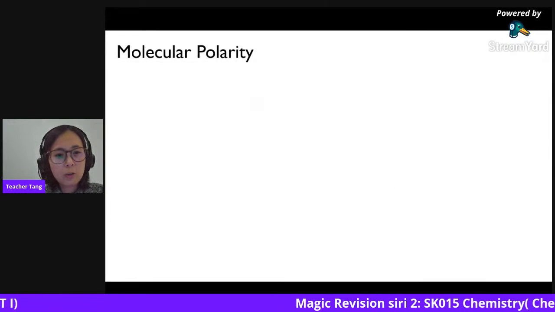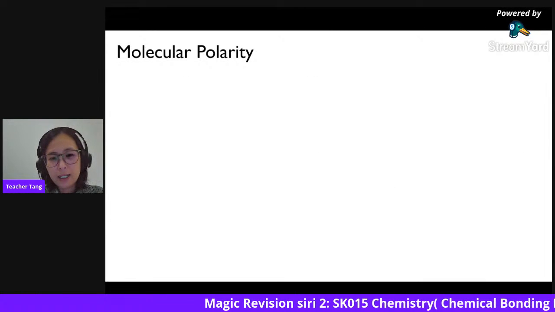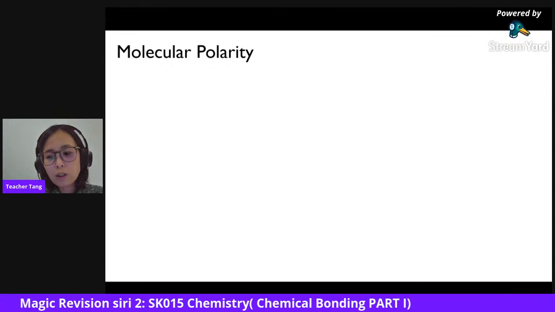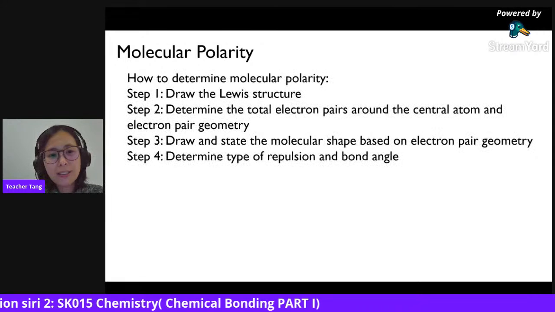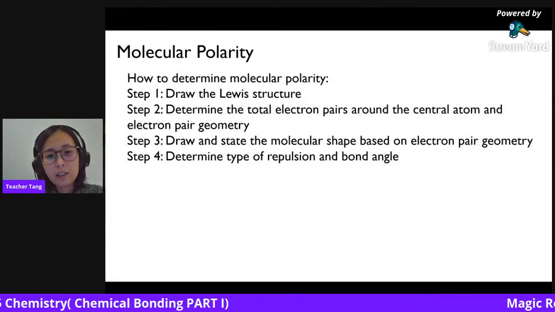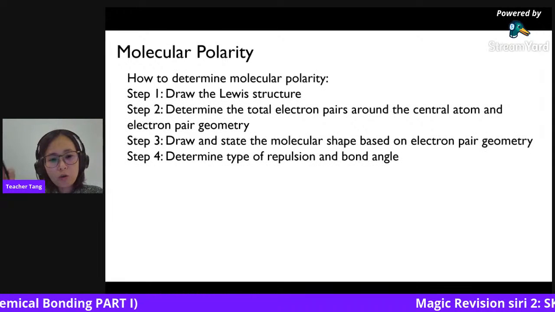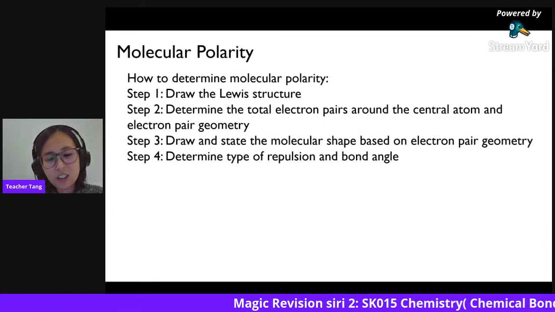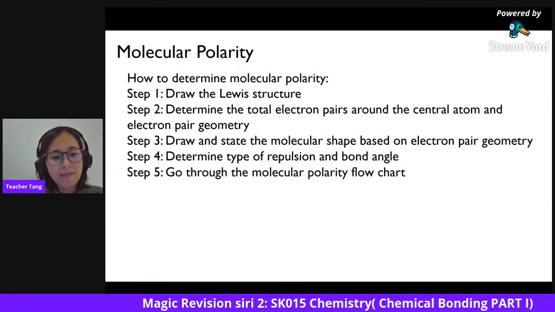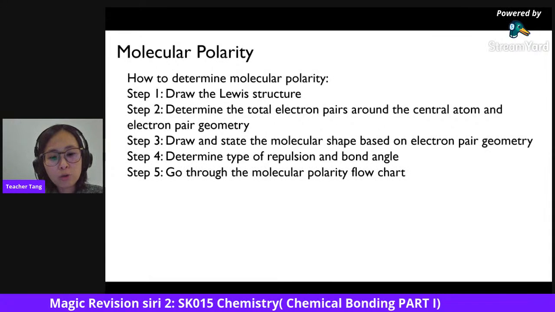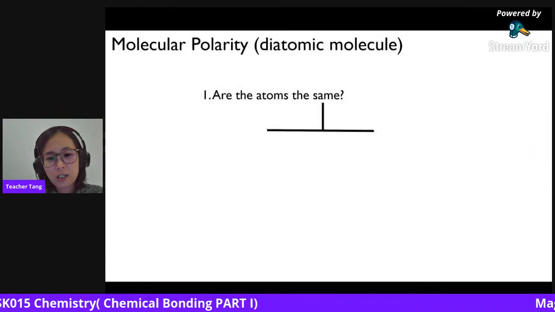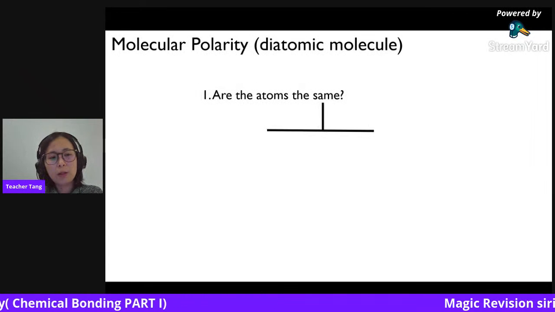So now we move on to look at if the question asks about molecular polarity, so what do we need to do? Basically, to determine the molecular polarity, you still follow through the 4 steps to draw the molecular shape, and then you add another step by going through the molecular polarity flow chart. So this is the molecular polarity flow chart.